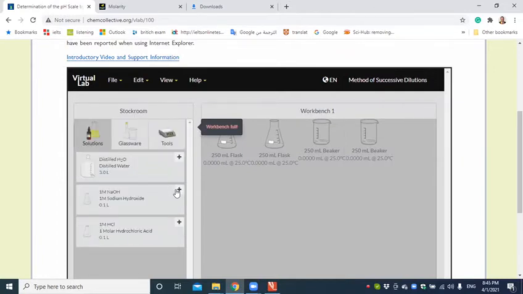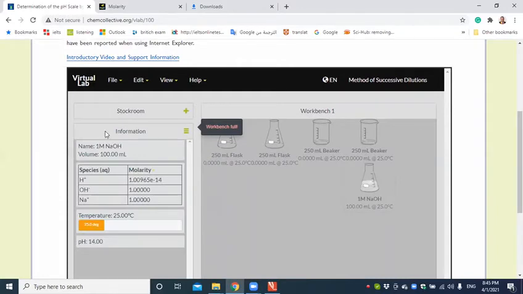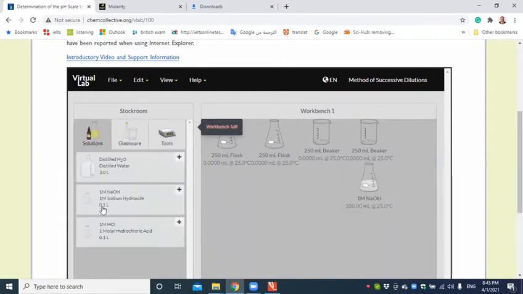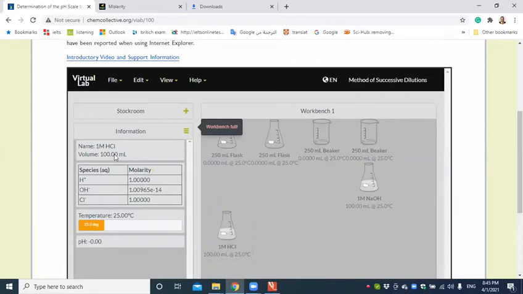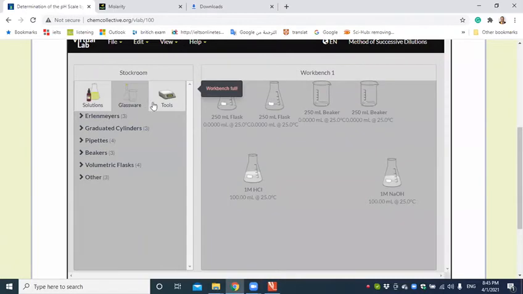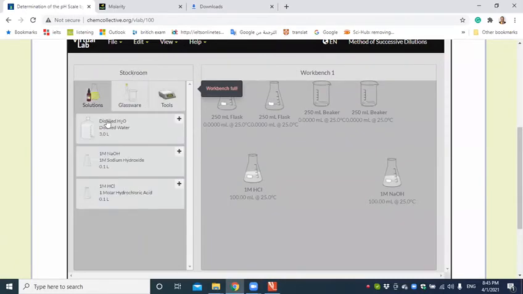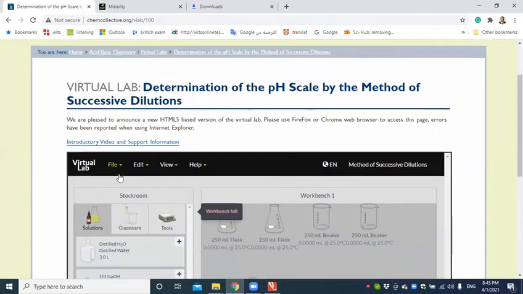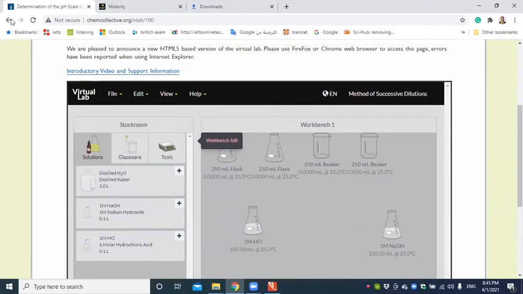Here is the acid, done, and here we need the base, done. So here the acid is HCl and the base is NaOH. Now we need indicators for this experiment.